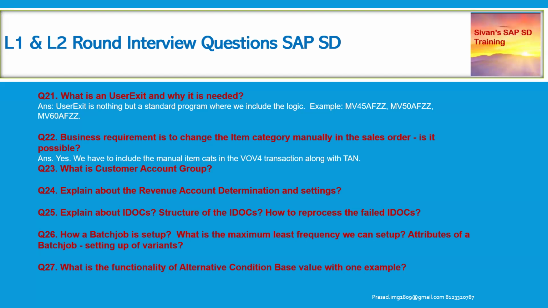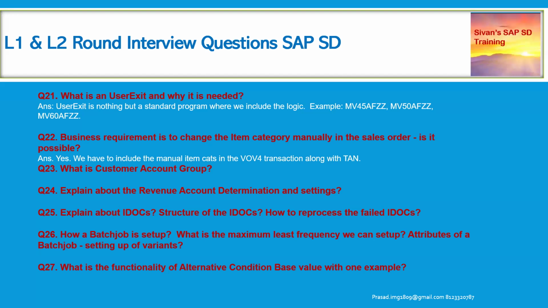Also based on the client's requirement, we can set up the frequency so that that particular batch job will run based on that frequency we set up. And attributes are like whether it is on the financial side or sales side, what kind of things we need to maintain, like with respect to the sales organizations, if it is sales related or shipping point related or sales office related, like that we need to maintain.